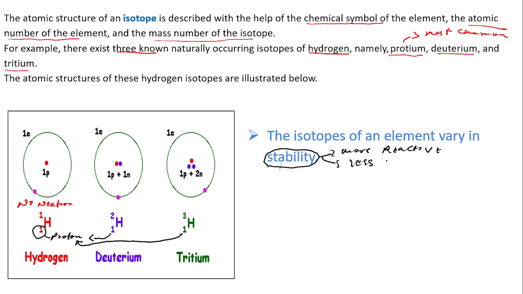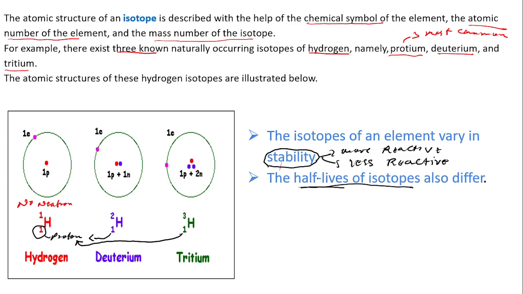That's why, if you go into detail in chemistry, you need to understand that some isotopes can undergo radiation and they can cause some harm to human beings. Then the half-life of isotopes also differs. This will be explained more in chemistry. However, they generally have similar chemical behavior.